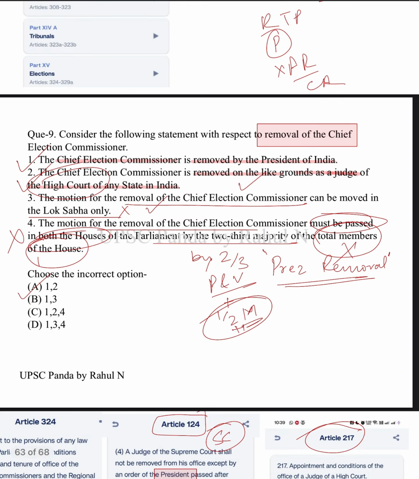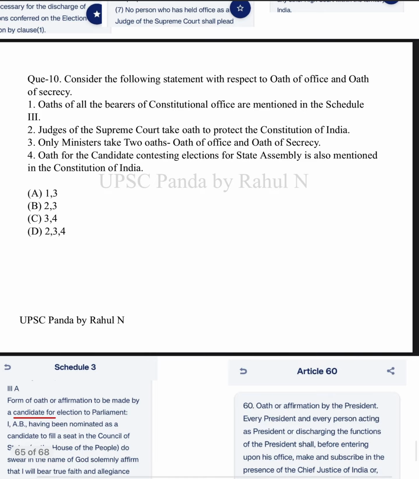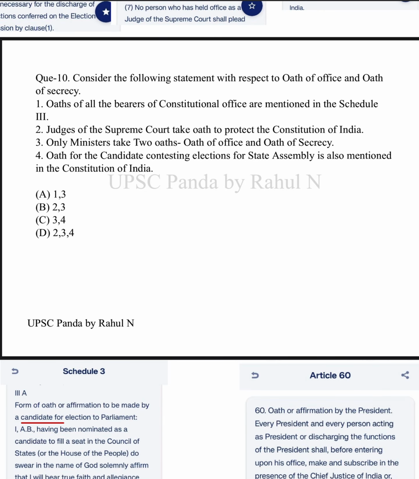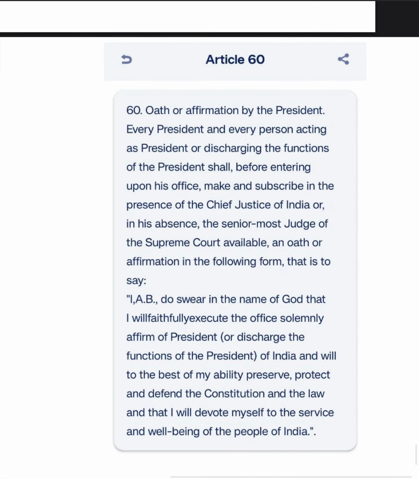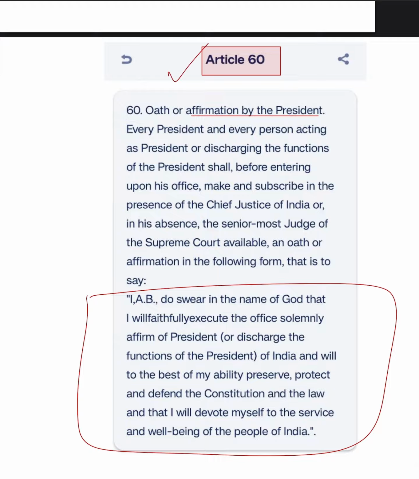So this is the case, and let us move to the next question, and this is the last question of the day. Oath of office and oath of secrecy. Oath of all the bearers of the constitutional office are mentioned in Schedule 3. See, this is the oath of President of India, constitutional office है. Oath or affirmation of the President is mentioned in Article 60, not in Schedule 3.